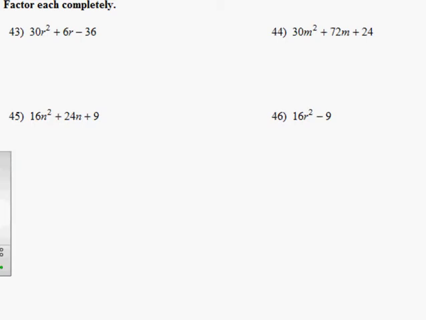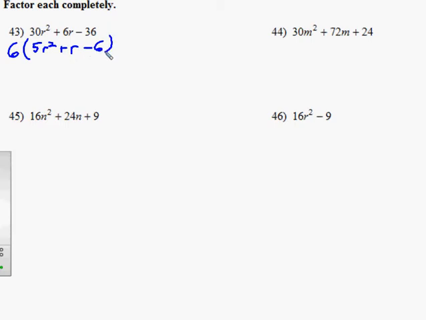Here we have 4 more. I'm going to move through these a little quicker unless we get to something that's a little different, which these are different, so we won't move too quick. When we want to look for a common factor, we see that a 6 goes into all of those, so we're going to factor out a 6. That leaves us with 5r squared plus just an r minus 6.